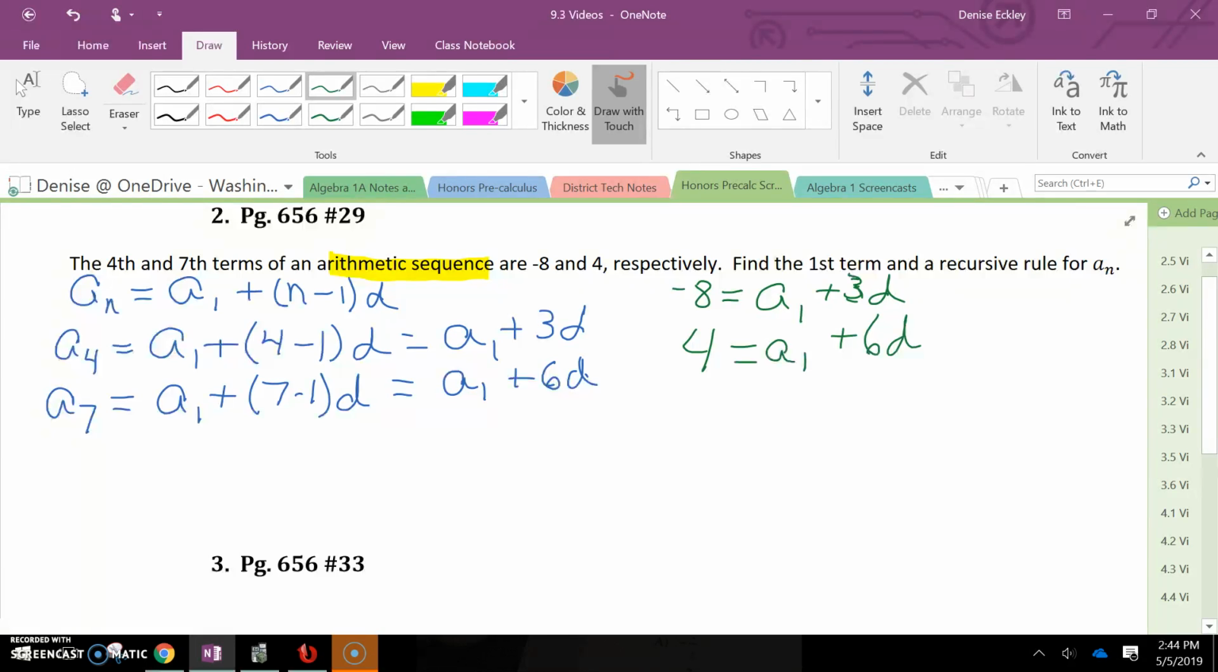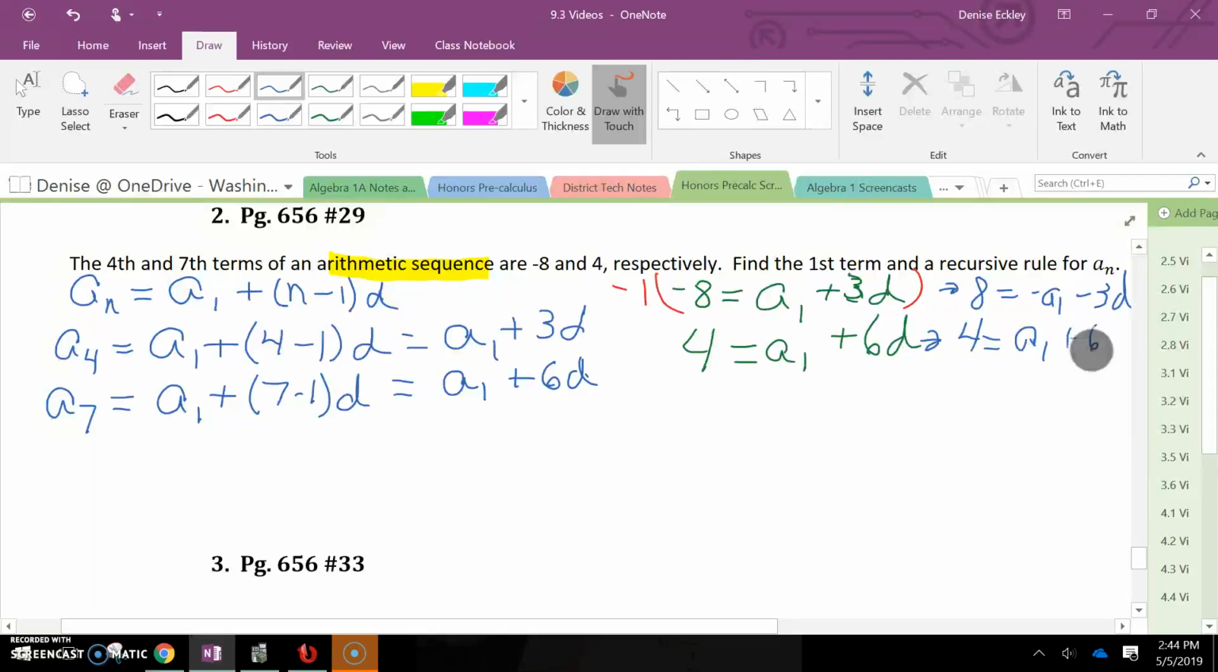You can solve it using substitution or elimination. I'm going to do elimination. I'm just going to multiply the first one by -1 and then add the two equations together. So I get that 8 equals -a1 minus 3d. And I'm going to keep the second equation the same. So I get 4 equals a1 plus 6d.